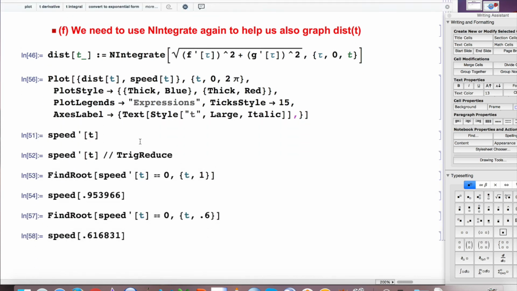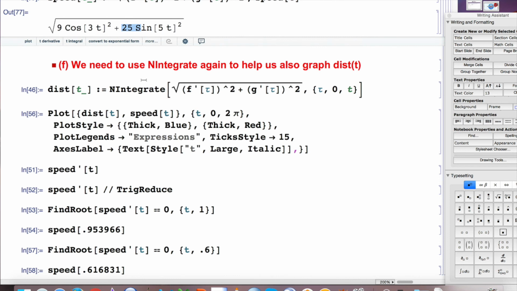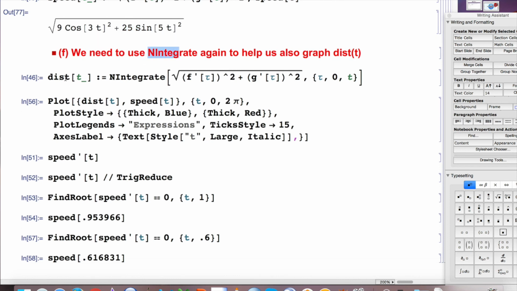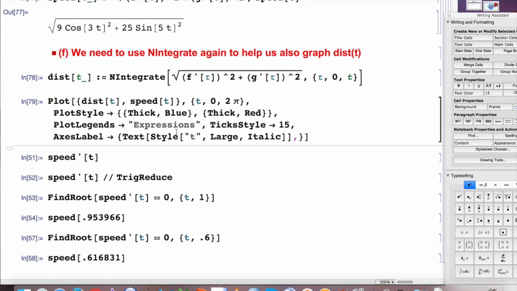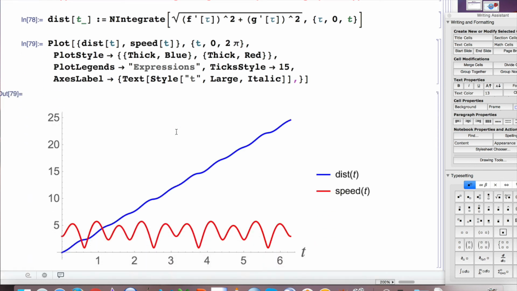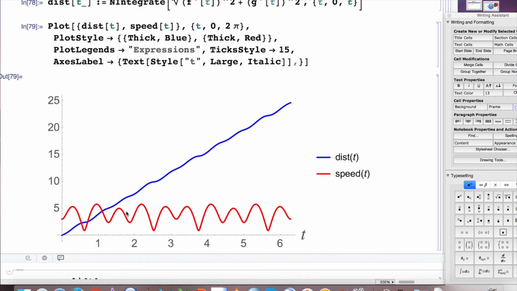Now we're on to the last part of the problem. We are going to use NIntegrate again, but now with a variable instead of a fixed 2 pi at the end here, to define our distance traveled function to help us now plot both the distance and the speed functions. It takes a few seconds here because it's doing a lot of numerical integrations. And there we go, the distance traveled is in blue and the speed is in red.